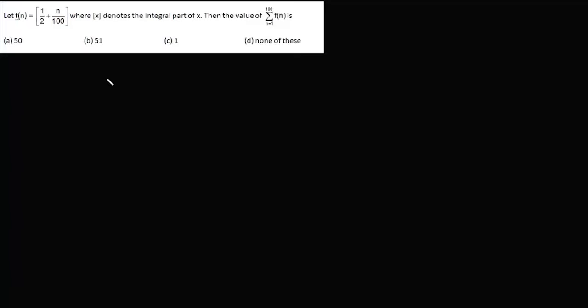Now in this question we are given this function fn, and this fn, it is the greatest integer of 1 by 2 plus n by 100, where the square box represents greatest integer function of x. We need to find this value.